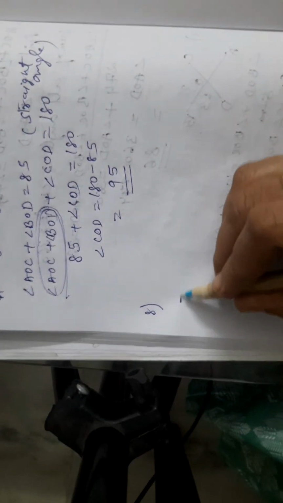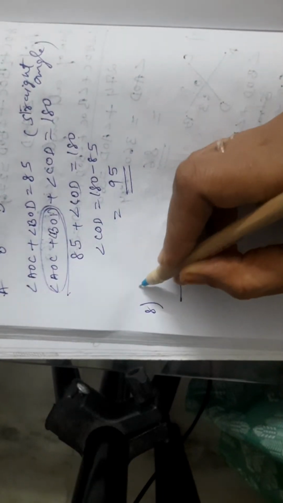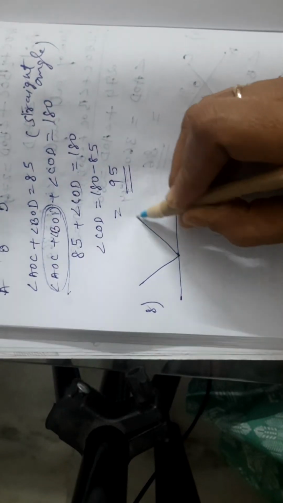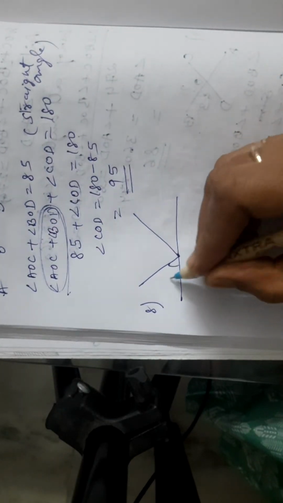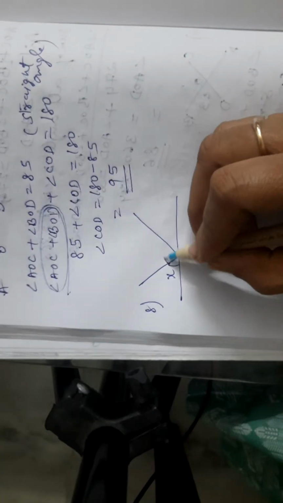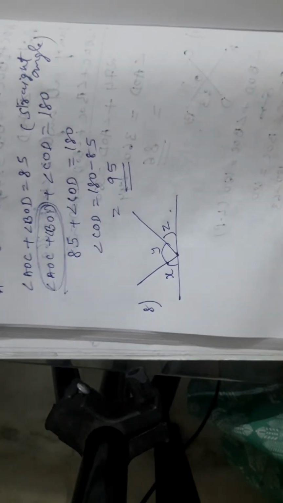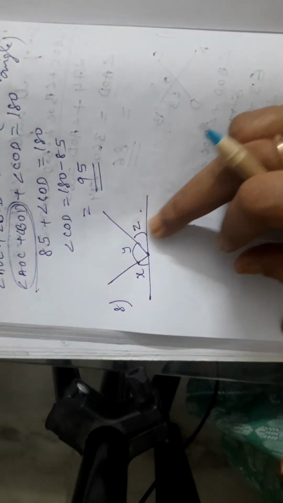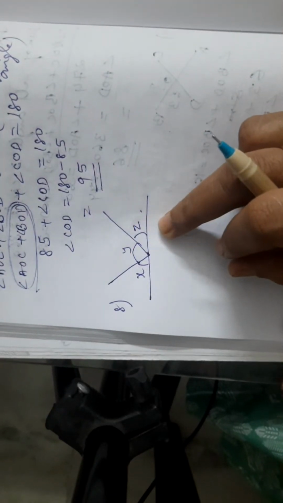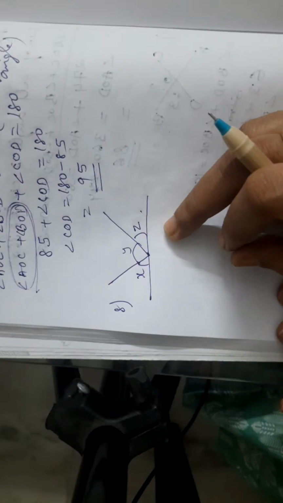Question number 8. X, Y and Z are given. Again they are making a straight angle, so the sum will be 180.